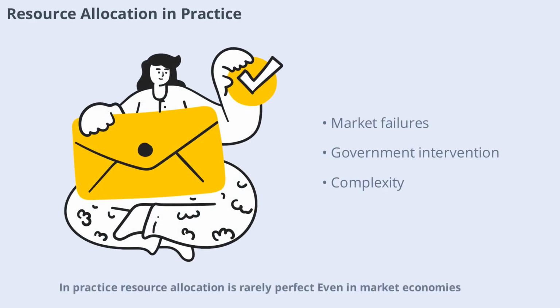In practice, resource allocation is rarely perfect. Even in market economies, there can be market failures such as monopolies or pollution that require government intervention. In command economies, planners may struggle to gather accurate information or respond to local needs. Understanding these challenges helps us appreciate the complexity of economic systems.